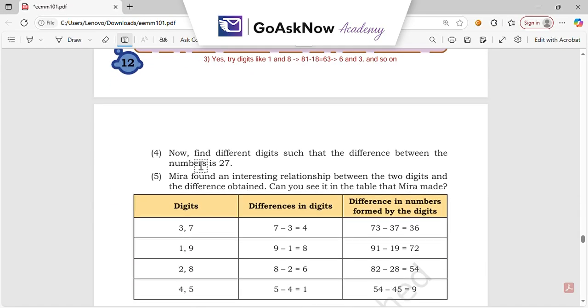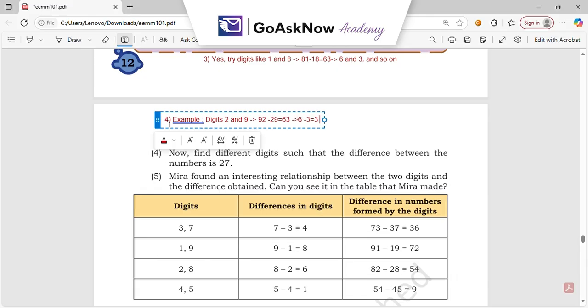This is the answer for the third one. The fourth one: now find different digits such that the difference between the numbers is 27. For example, digits 2 and 9, which give 92 and 29, and 92 minus 29 is equal to 63, and 6 minus 3 is equal to 3. Keep going to reach 9.